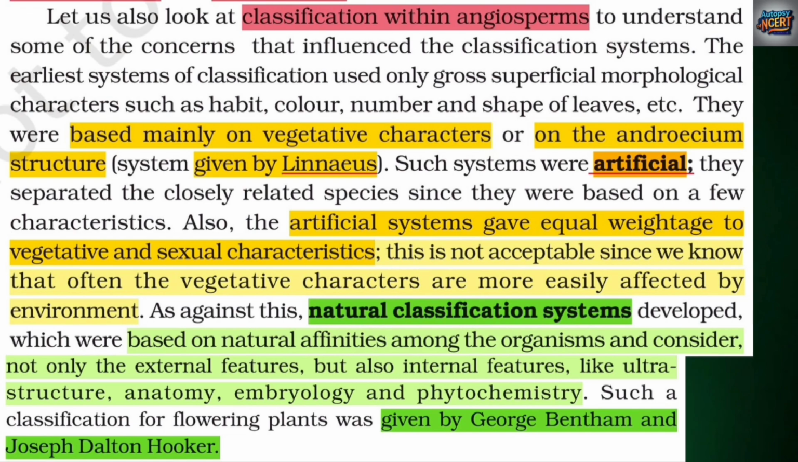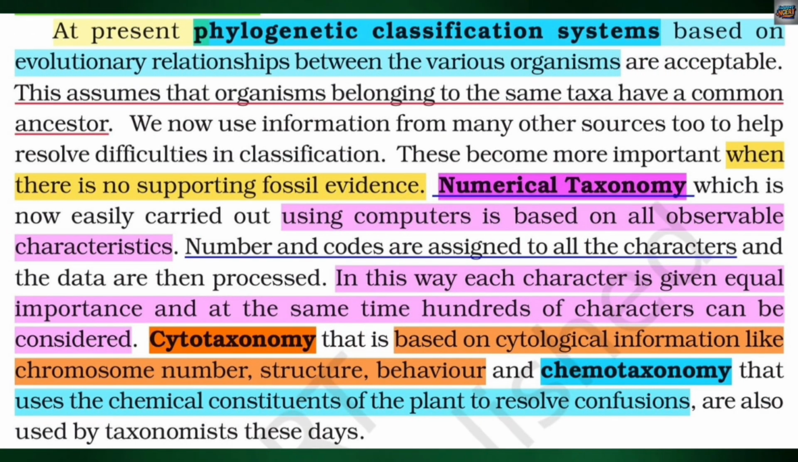As against this, natural classification systems developed, which were based on natural affinities among the organisms and consider not only the external features, but also internal features, like ultrastructure, anatomy, embryology and phytochemistry. Such a classification for flowering plants was given by George Bentham and Joseph Dalton Hooker. At present, phylogenetic classification systems based on evolutionary relationships between the various organisms are acceptable. This assumes that organisms belonging to the same taxa have a common ancestor. We now use information from many other sources too to help resolve difficulties in classification. These become more important when there is no supporting fossil evidence.